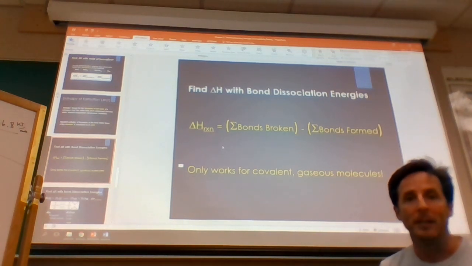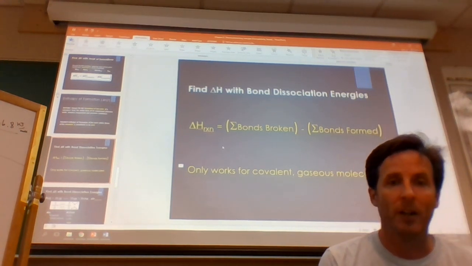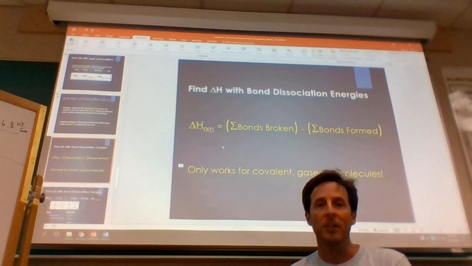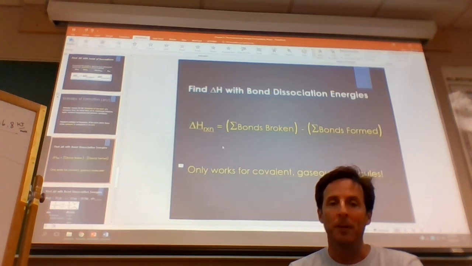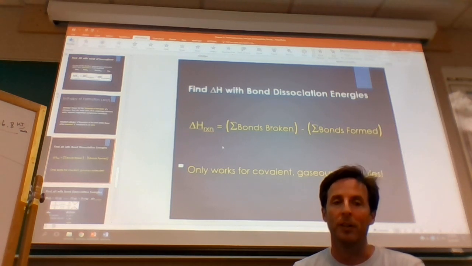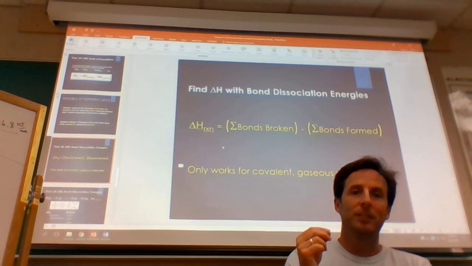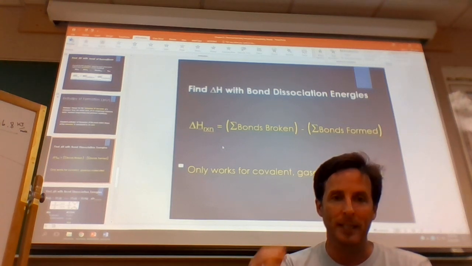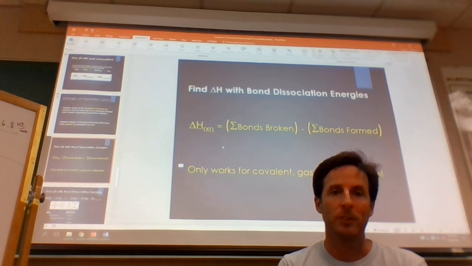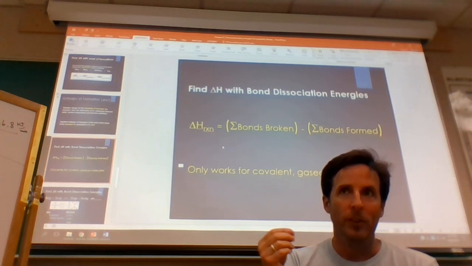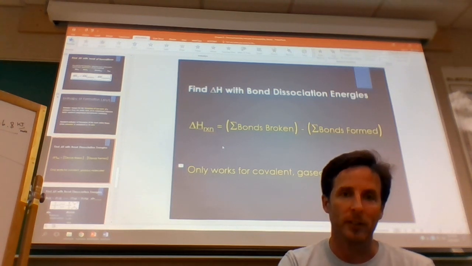All right, so now that brings us to our 4th method to find delta H. This one is kind of similar to the heat of formations, except instead of looking at the molecules, we're going to look at the bonds. Now, this method is actually talked about in the book in chapter 8. But since we're talking about ways to find delta H, this method fits with this material.